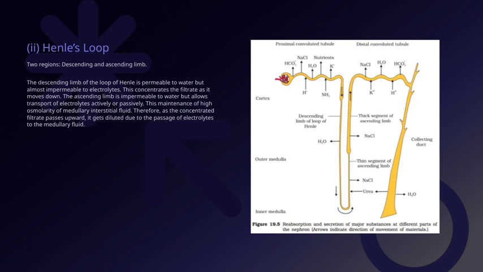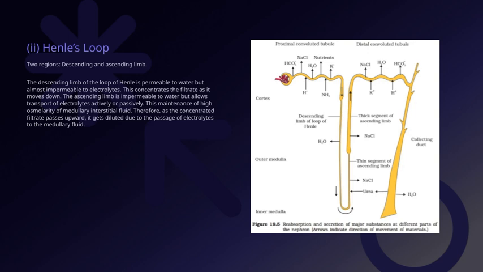This process is crucial because it maintains the high osmolarity of the medullary interstitial fluid, which is essential for the kidney's ability to concentrate urine. As the concentrated filtrate ascends, it begins to dilute because electrolytes are being transported out into the medullary interstitium. This gradient is vital for the kidney's function, allowing it to produce urine that is more concentrated or dilute depending on the body's needs. So overall, these two regions work together beautifully.